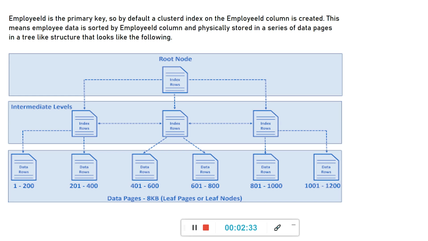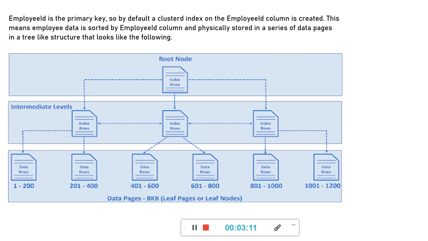It creates a root node, and after that, based on the records, it distributes them to the right leaf nodes and left leaf nodes. Here we can create an intermediate level based on the records of the data. The first leaf node contains the data 1 to 200, the second 201 to 400, and so on.